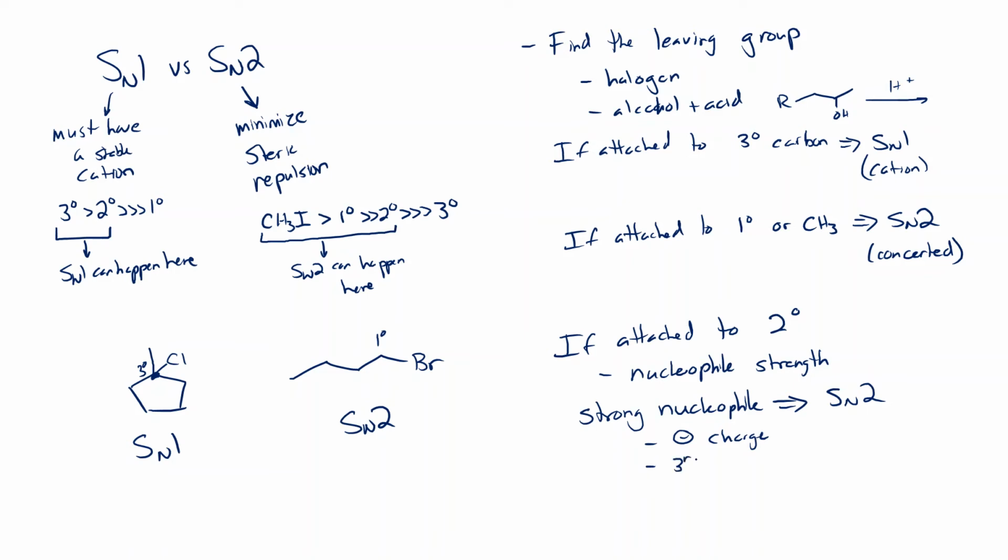You have third row elements. As you go down the periodic table, things tend to get better and better as nucleophiles. So sulfur is a very good nucleophile, one of the best. Phosphorus is a good nucleophile, PR3. Or iodine, I minus is actually a very good nucleophile because all of these are kind of low in the periodic table. The other thing that makes strong nucleophiles is less electronegative elements.